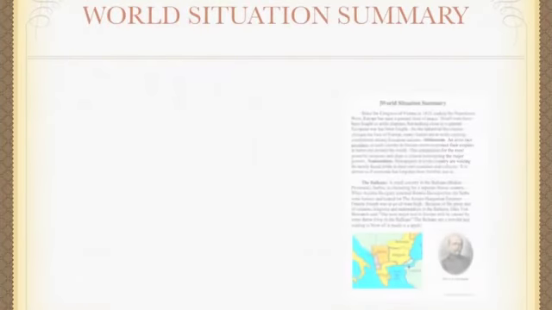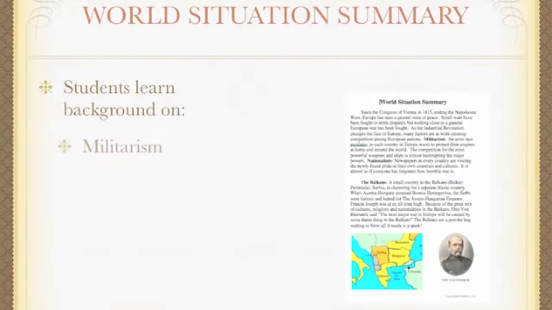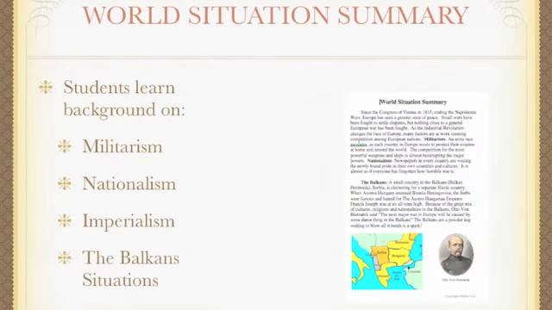The World Situation Summary outlines how nationalism, imperialism, industrialization, and militarism all contributed to the start of the Great War. The background of the Balkans region is also a key issue leading up to the start of hostilities. Students should now be familiar with the circumstances in the Balkans and Europe in 1914.